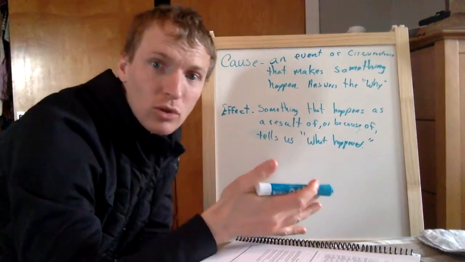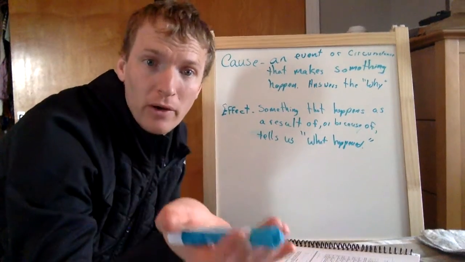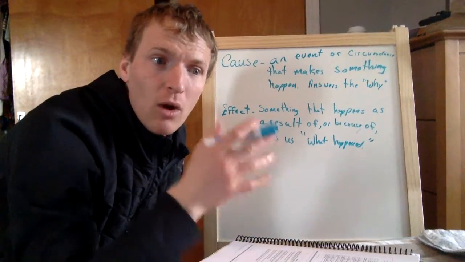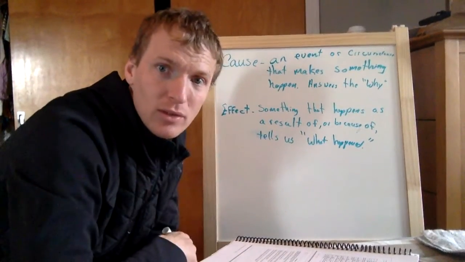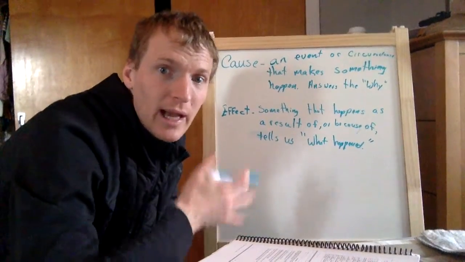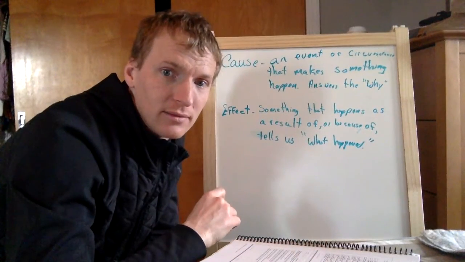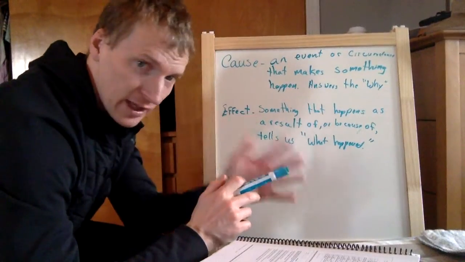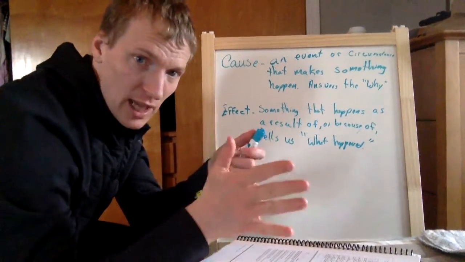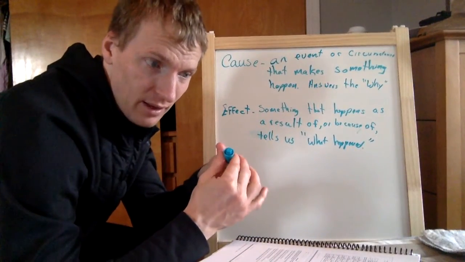You get in trouble at school, and then the effect may be your parents ground you. So they would say, why did you get grounded? Because I was bad at school, right? The cause is going to lead to an effect. So when we're filling these in, the effect is what happened. The cause happened first, before the effect.